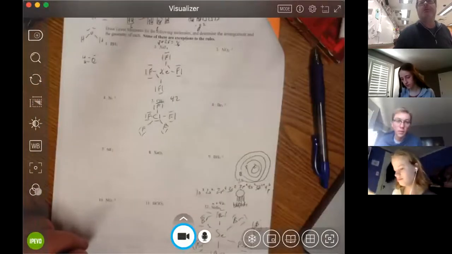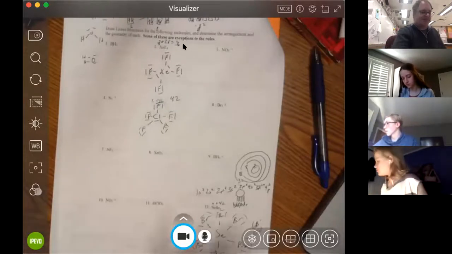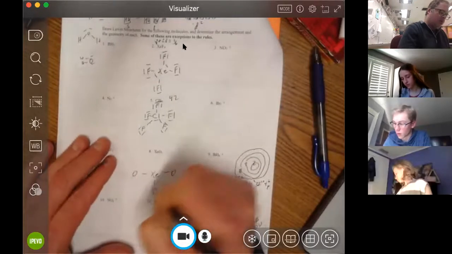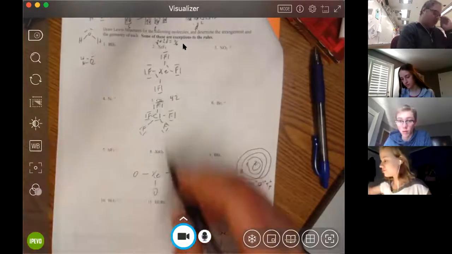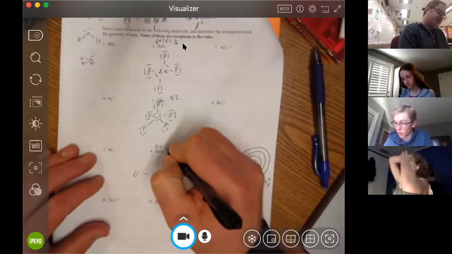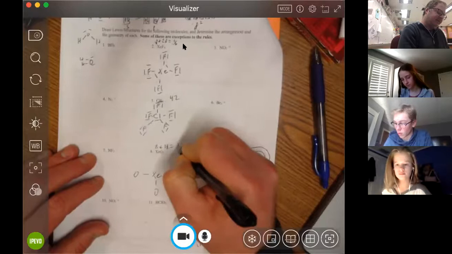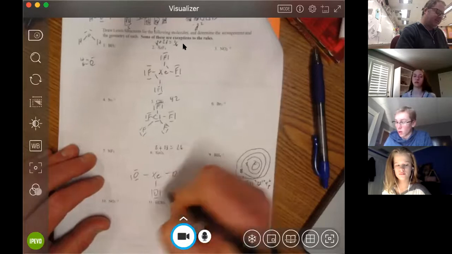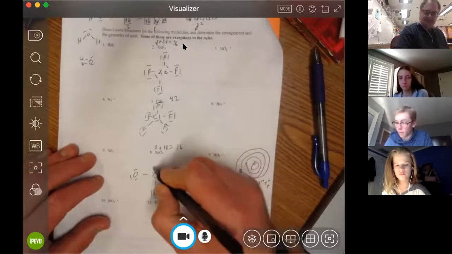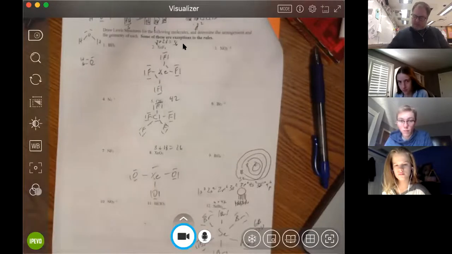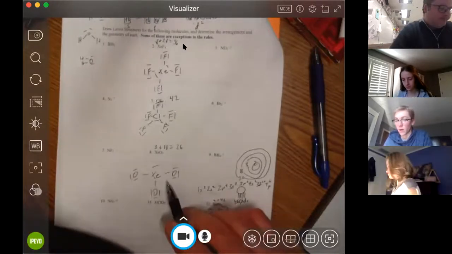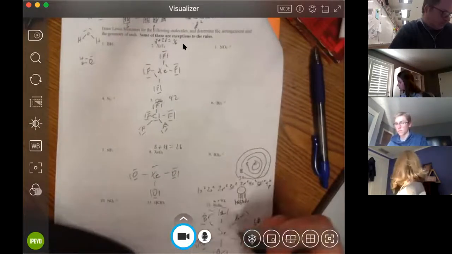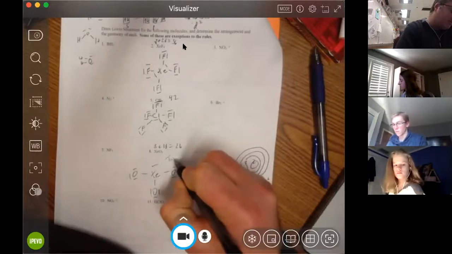Visualizer. So if we take a look, XeO3, Xe is going in the center. 8 plus 18 equals 26. So we have 2, 4, 6, 8, 10, 12, 14, 16, 18, 20, 22, 24, 26. Well, that's kind of boring. What's the shape here? Trigonal pyramidal. Good, trigonal pyramidal.